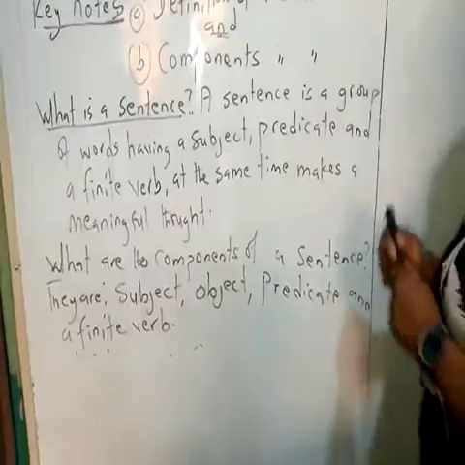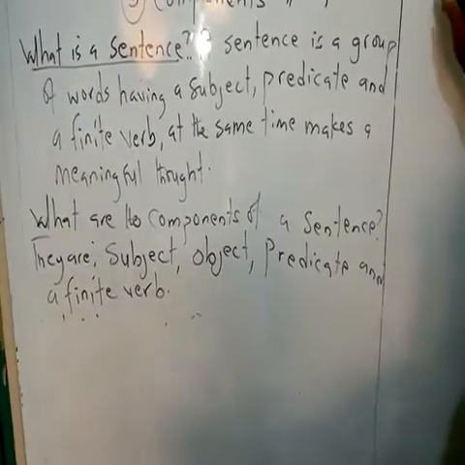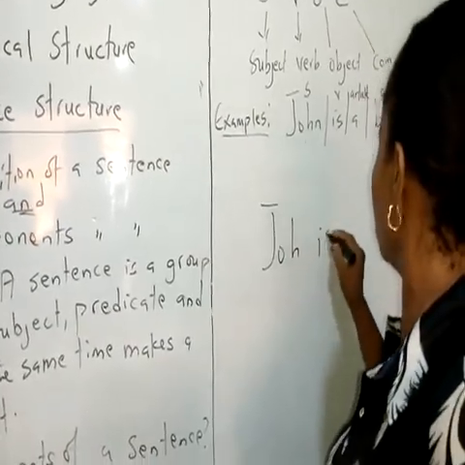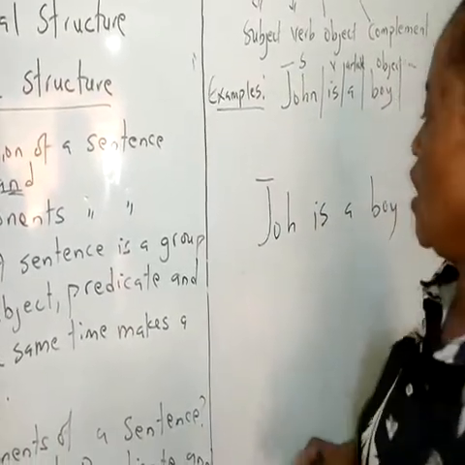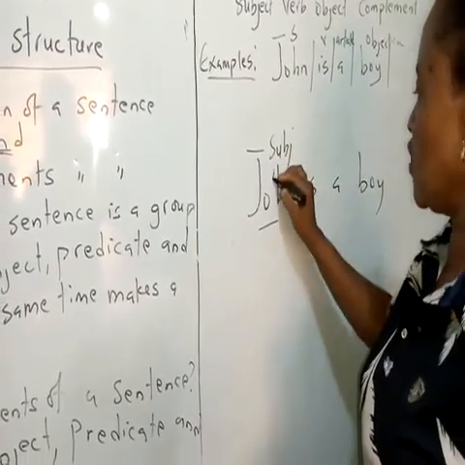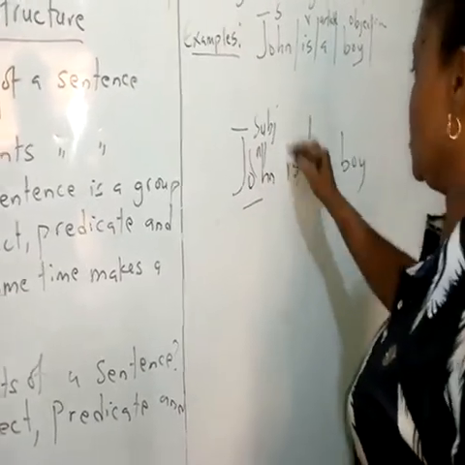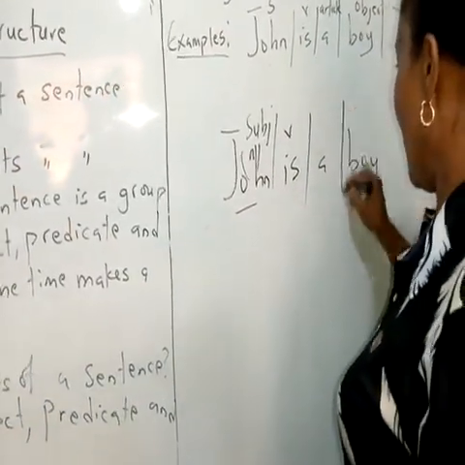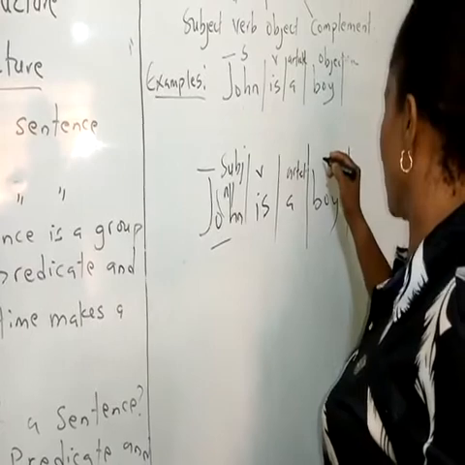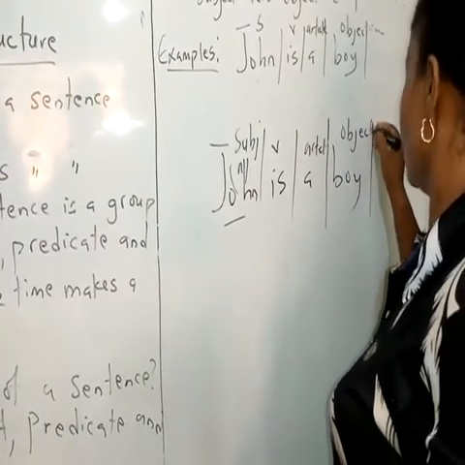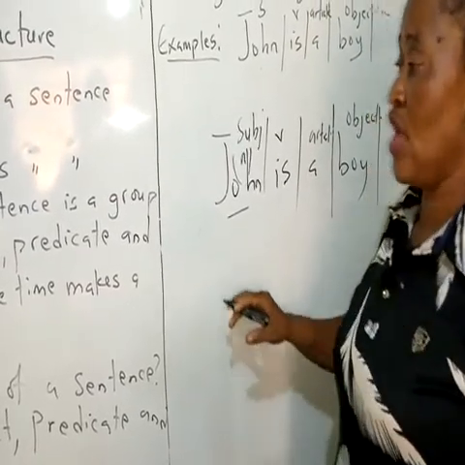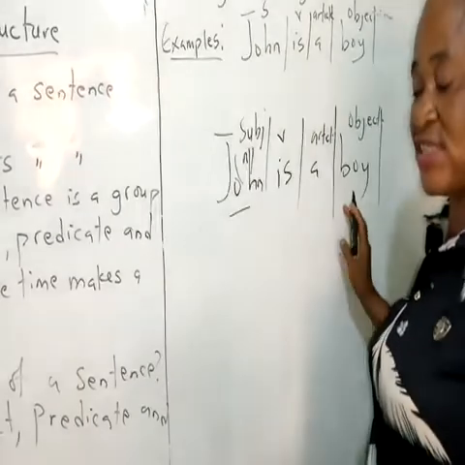Example of this we can take from this simple sentence: John is a boy. John in this sentence is the subject, belongs to a class of a noun. Then is a verb, while a is an article. Boy is an object. Having said this, we want to see how this particular simple sentence is formed.